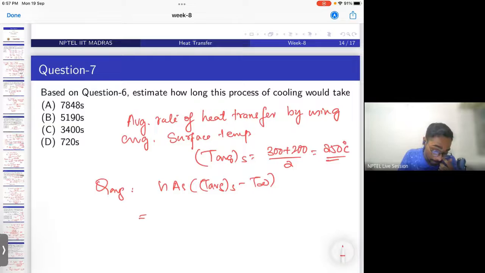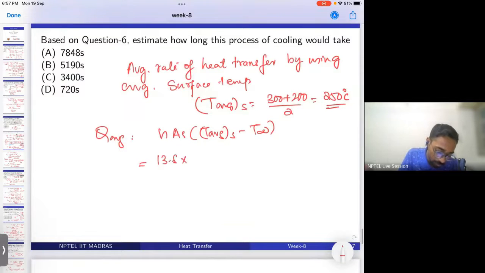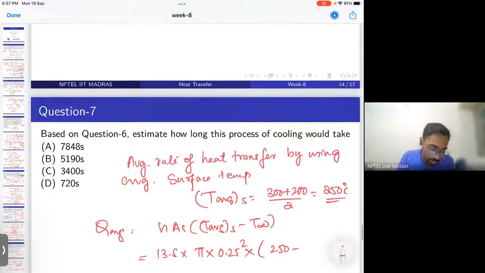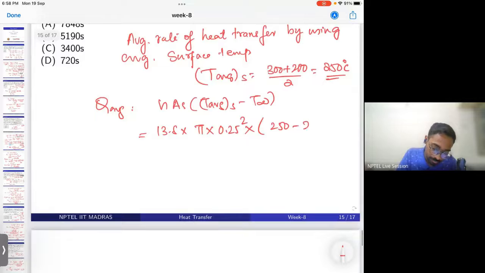So h we already calculated as 13.8, into the surface area of the sphere, which is 4 pi r square. If you convert it into diameter, it will become pi d square. What is the diameter? 0.25, whole square, into 250 minus T infinity, which is 25. Okay, so the answer will come out to be 609.52 watts.